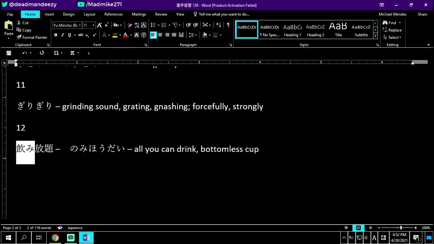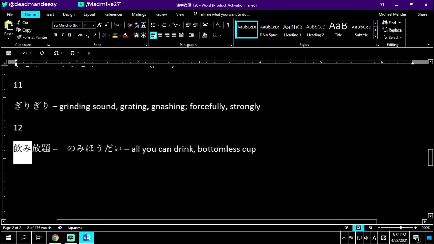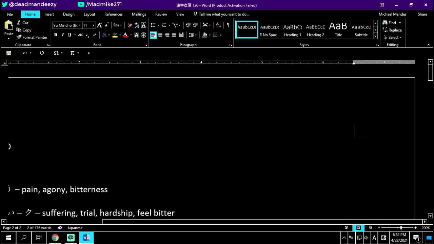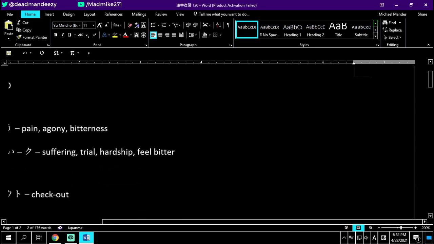Nomi hodai. Drink as much as you can, an all you can drink affair. Let's go back to the top and make sure we got all these down for today before closing up. Pain, agony, or bitterness is kutsu.